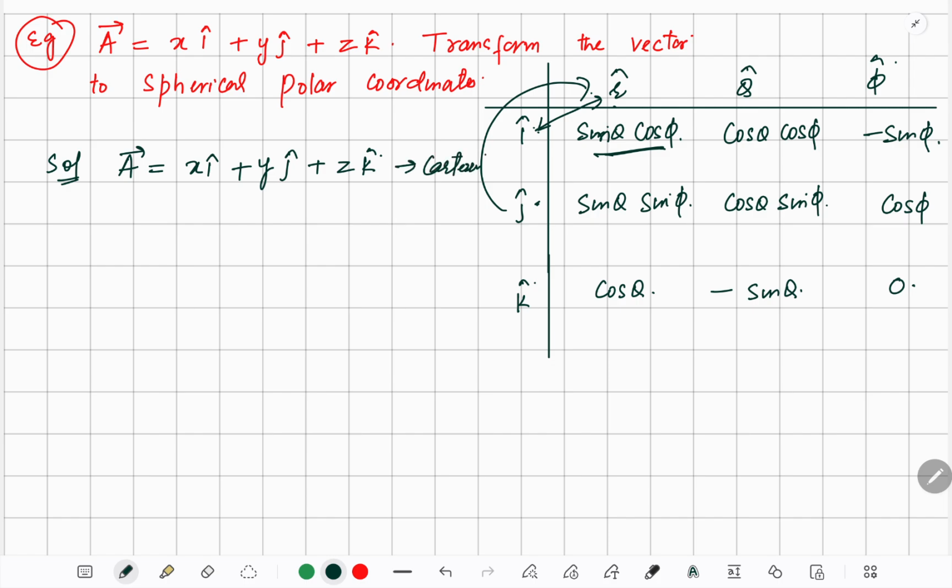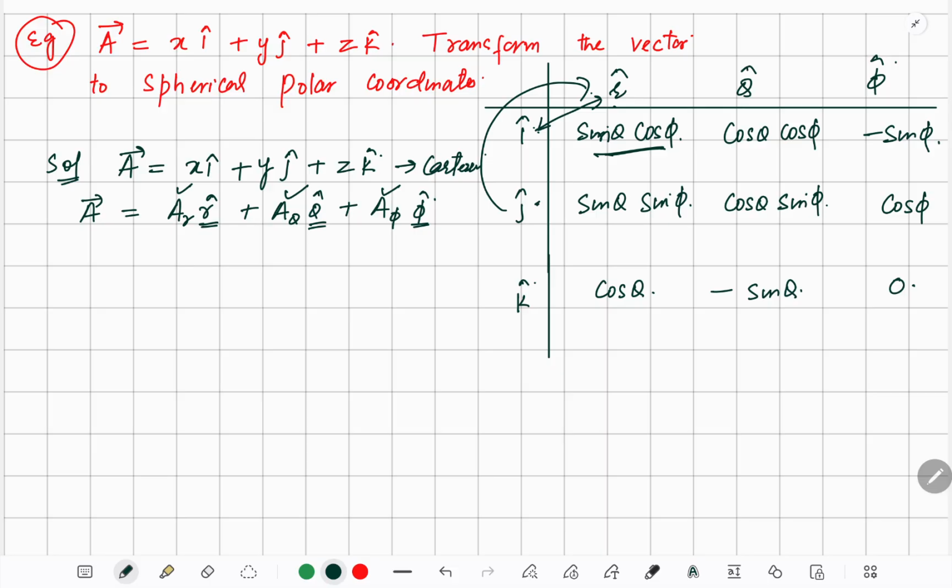Now we have to transform it into spherical. So in spherical, it would be the same vector A, with some r component, a_r r cap, plus a_theta theta cap, plus a_phi phi cap. So basically the unit vectors r cap, theta cap, and phi cap are in spherical. We have to find this a_r, a_theta, and a_phi.